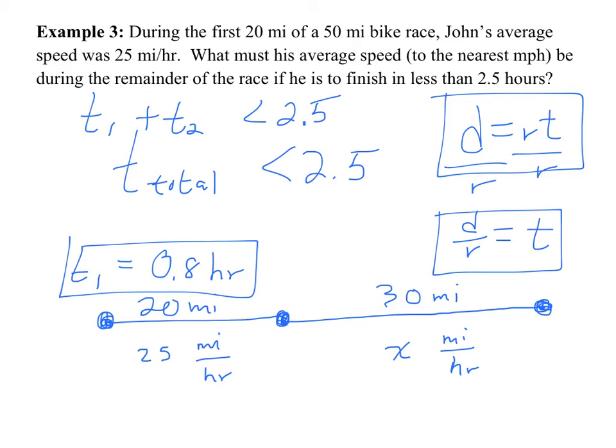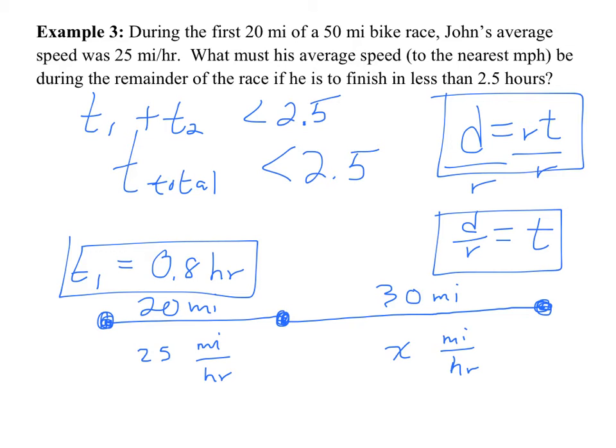Ryan, follow up because I asked you this before. If that's the time for T1, what does it leave over for T2? How much time? Yes, 1.7 hours. Because if this is 1.7 hours and this is 0.8 hours, those add up to 2.5 hours.